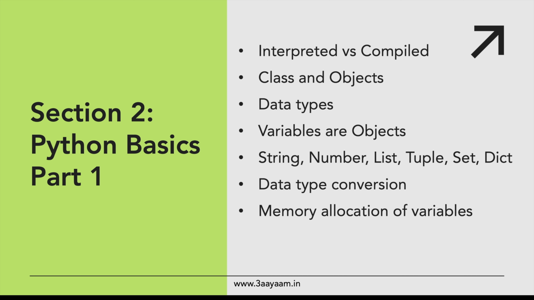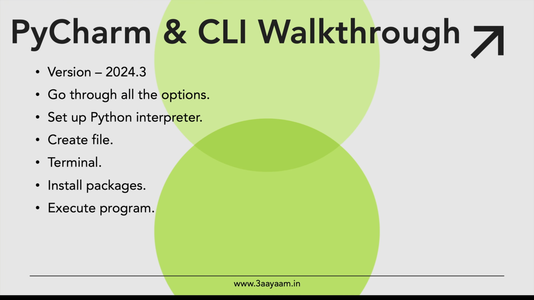And then I'll talk about how to convert one data type into another. So let's say if you have a string data type, how you can convert it to, let's say, an integer or number. And then finally we'll see the memory allocation of variables, how variables are kept in memory. All right, so let's go ahead.